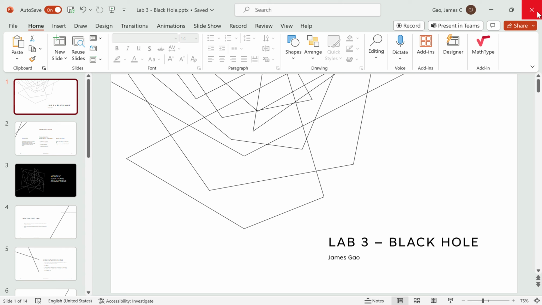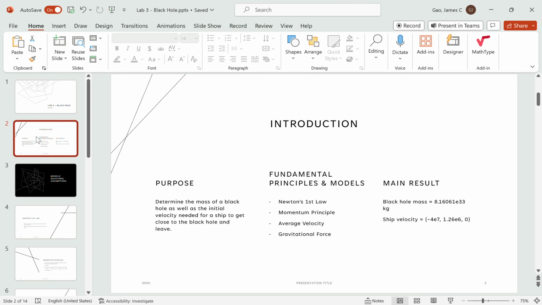Today we're going to be going over Lab 3, Black Hole. So, the purpose of this lab was to basically determine the mass of a black hole, as well as the initial velocity needed for a ship to get close to the black hole and leave.